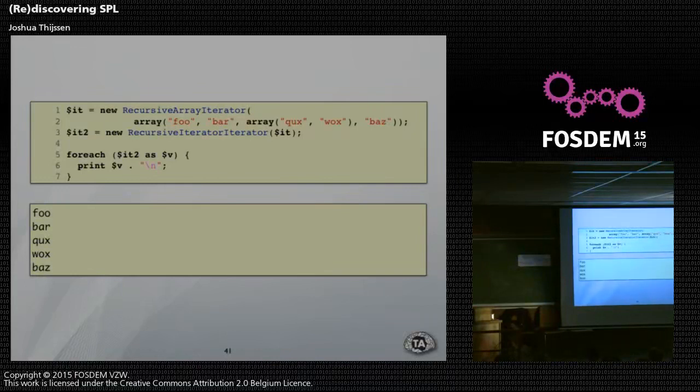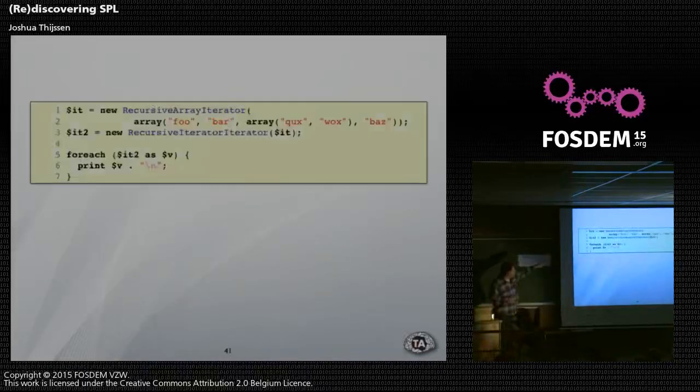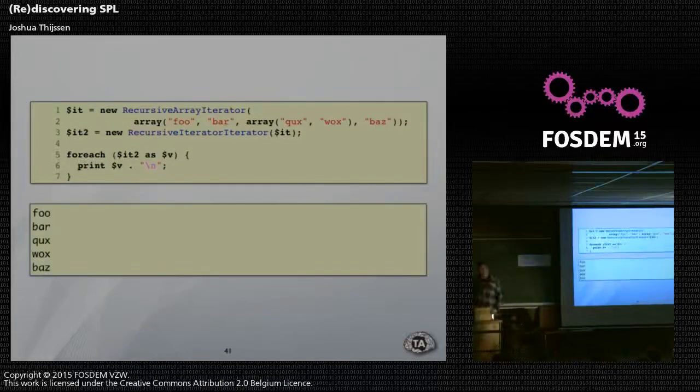Now, here's the thing. The recursive iterators only add the possibility to recursively iterate over data, but you still need to implement that functionality yourself. The recursive iterator iterator actually does that for you. So if you're really lazy, you can just throw it in a recursive iterator iterator, and it will actually work. Why? So, to be honest, my advice for the PHP 7 people: stop working on PHP 7, start working on SPL.